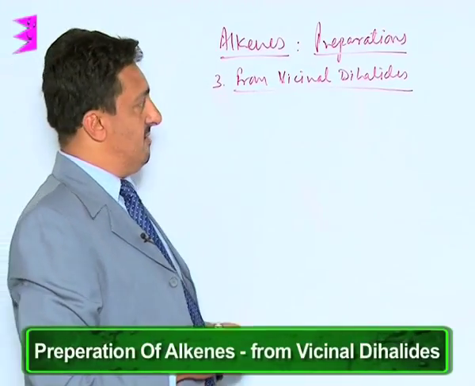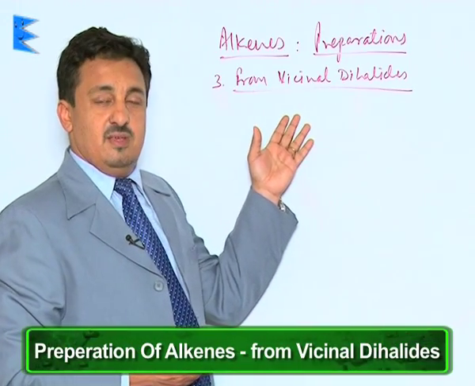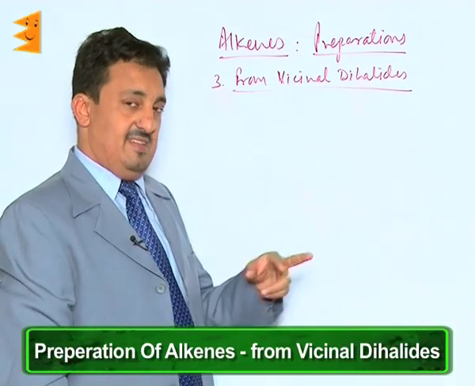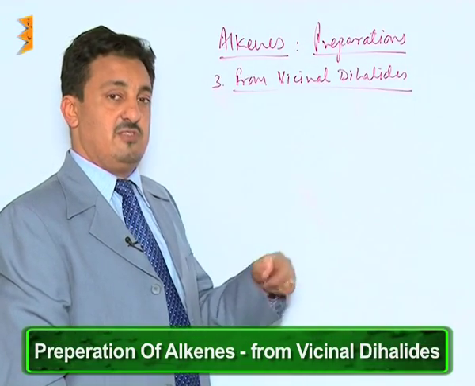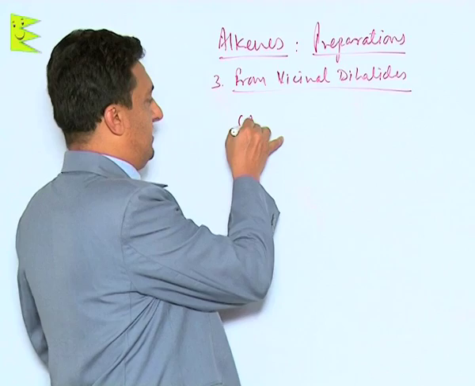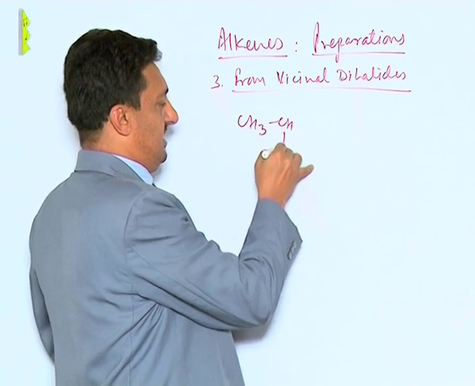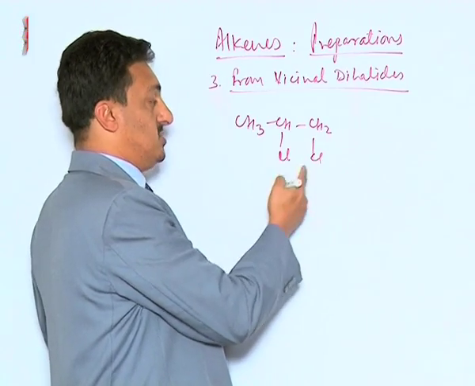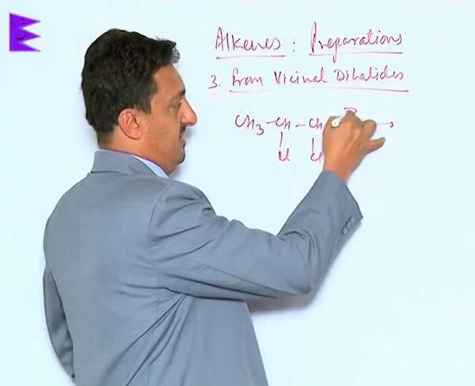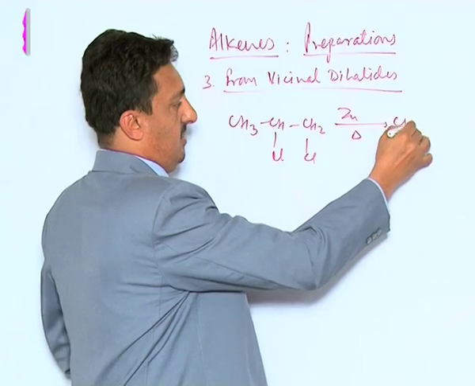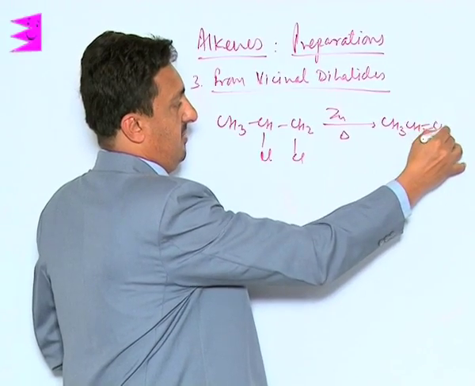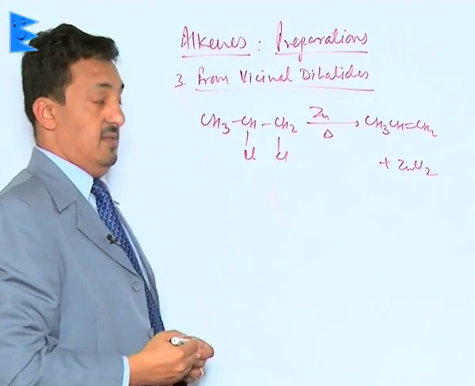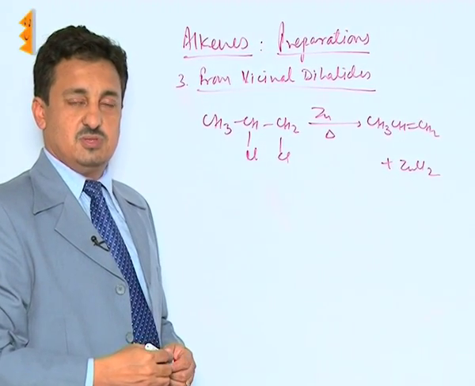We can also prepare alkenes in the next method by heating vicinal dihalides with zinc. Vicinal dihalides are the ones which have two halogens on neighboring carbon atoms. So when such alkyl halides, like this one, 1,2-dichloropropane, are heated with zinc, what we get is CH3CH=CH2 plus ZnCl2. So this is how we can prepare alkenes by this reaction also.